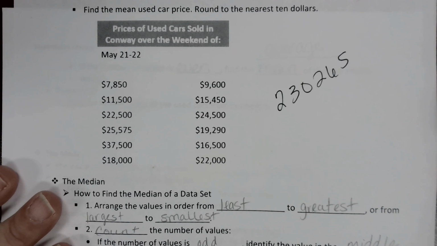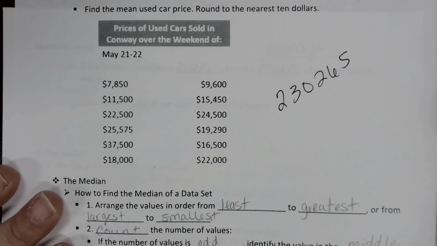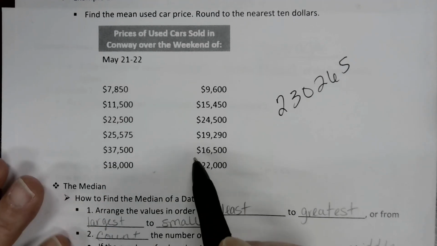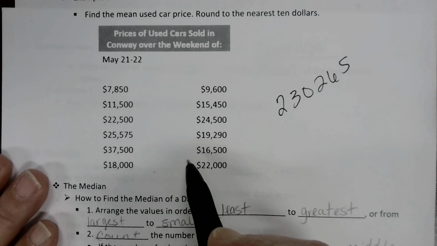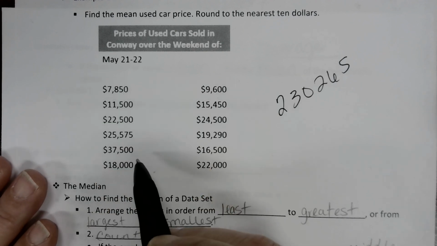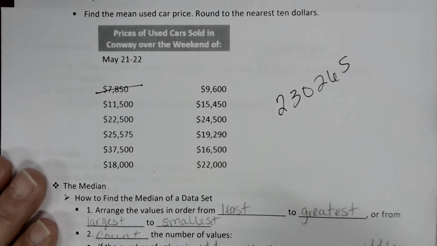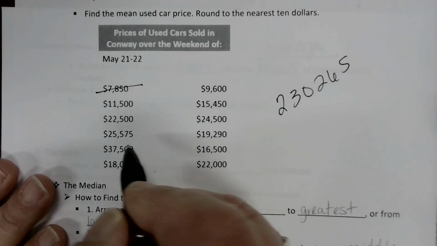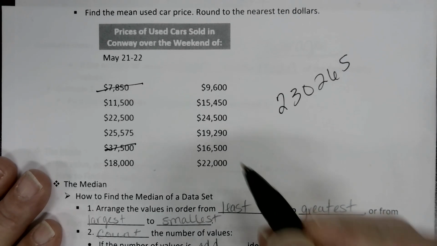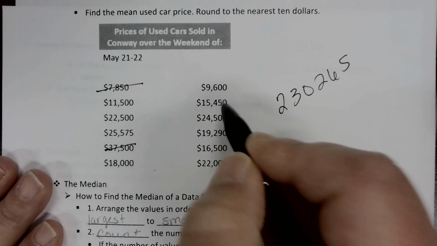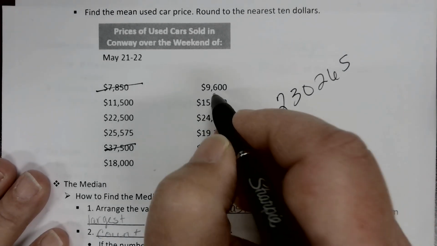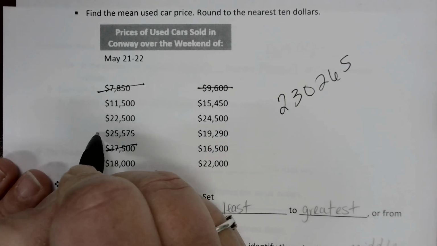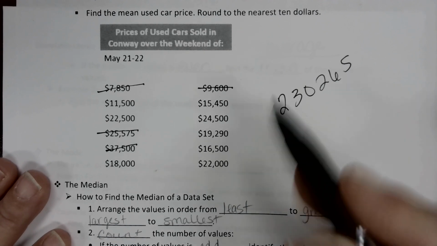Now, I'm basically going to show you a trick, okay? We said that there was 12 car prices here. So I need the 2 in the middle, okay? Which one's the cheapest? Knock it off. Which one was the most expensive car sold over the weekend? Knock it off. Then you can go again. What's the next cheapest left? That's not knocked off. What's the next cheapest? Well, that'd be this one. And what's the next most expensive? Here.